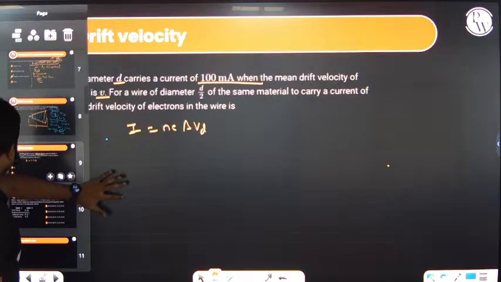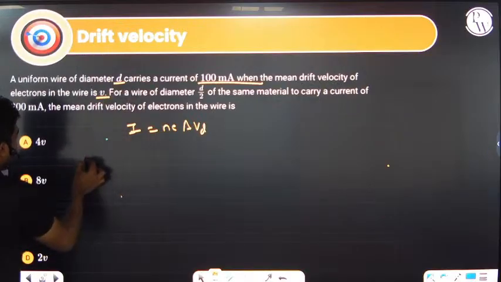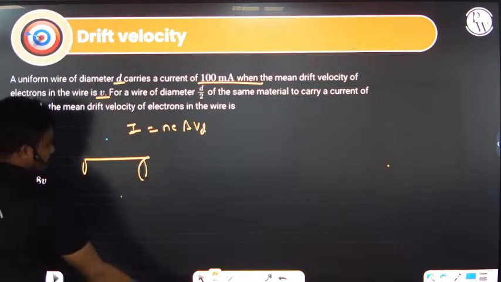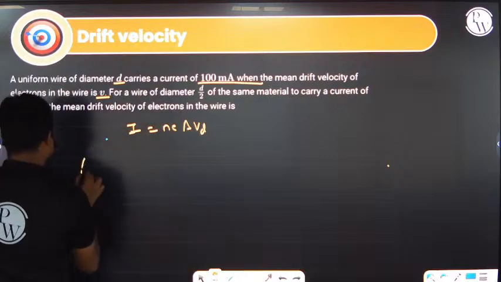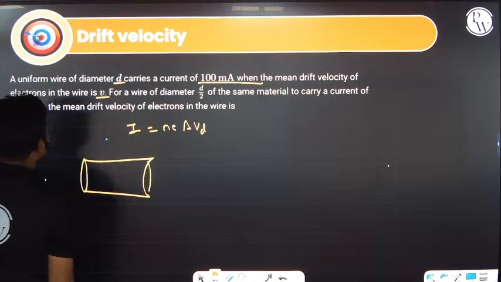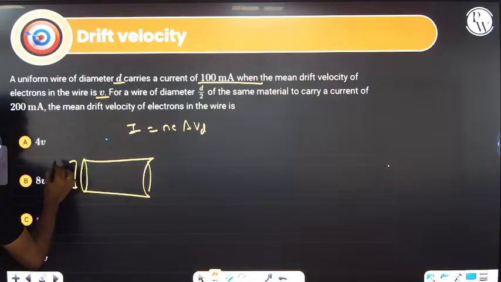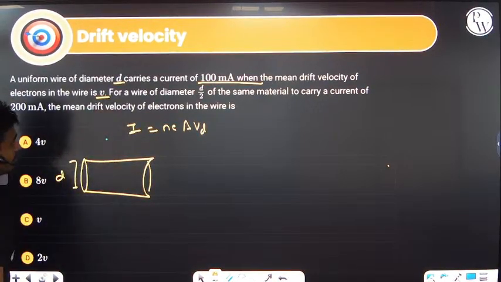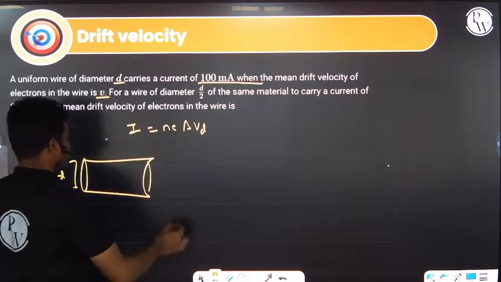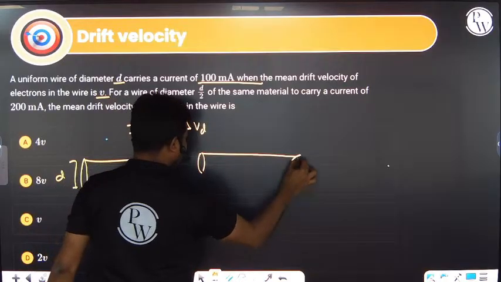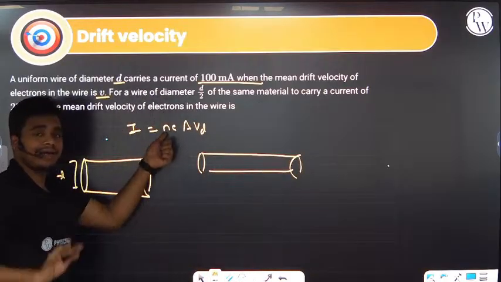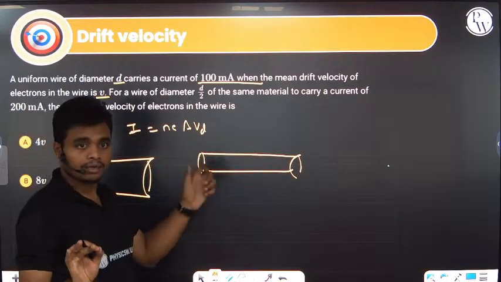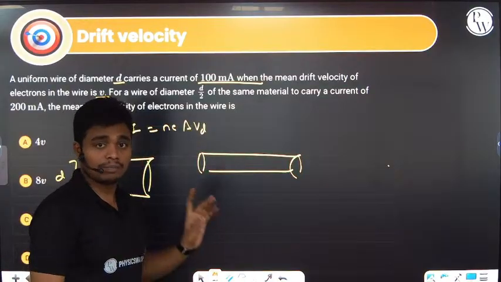Initially the diameter is D, and the current has this value. Initially the diameter is D and it carries a current of 100 milliampere when the mean drift velocity of electrons is V. For a wire of diameter D by 2 of the same material to carry a current of 200 milliampere. As the material is the same, remember this: the n value is defined for a given material. Once the copper material is fixed, the copper n value will be fixed.